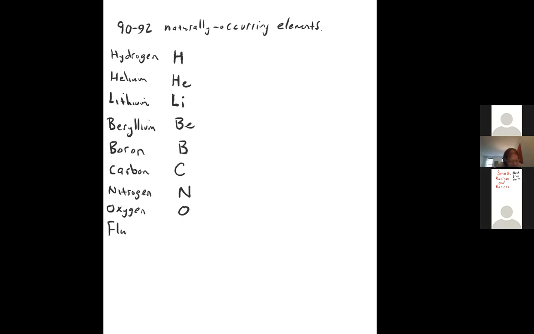You've heard of fluoridized toothpaste, right? That's fluorine. And neon. You've heard of neon lights. Right, so there's Ne. So those are the first 10 elements in what we call the periodic table, or our series of elements that are found in nature.